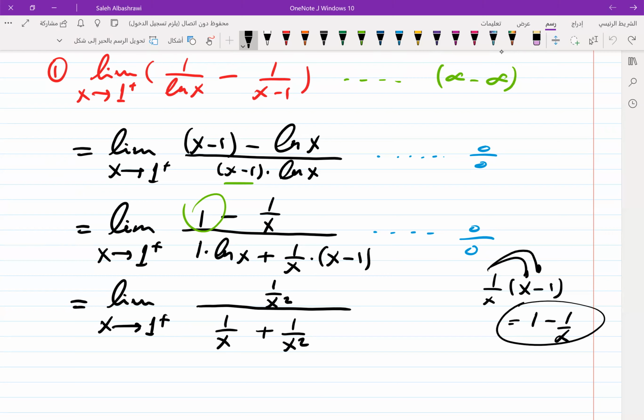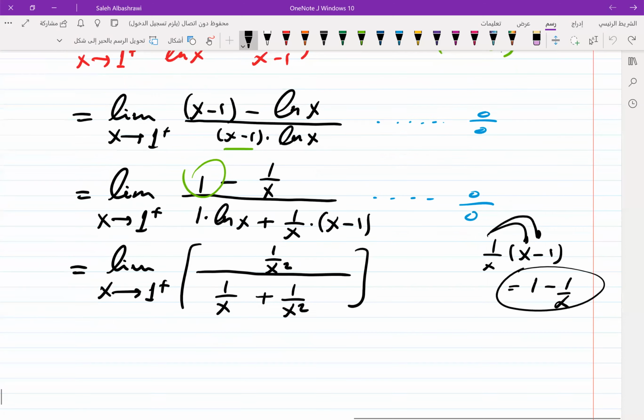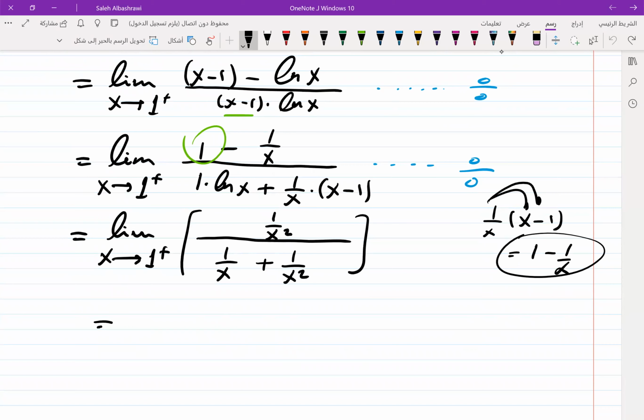Now if we substitute x by 1, we have 1 in the numerator and 2 in the denominator, which is equal to 1 over 2. So the limit of this function is 1 over 2. Take another one.